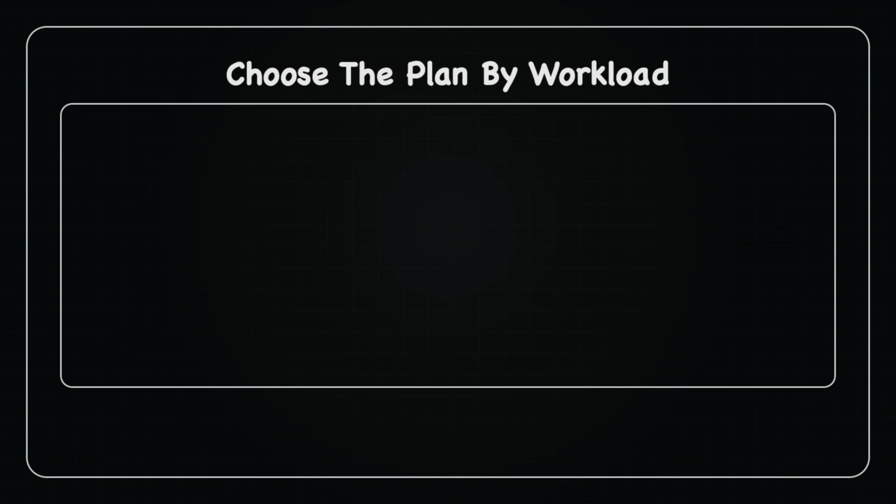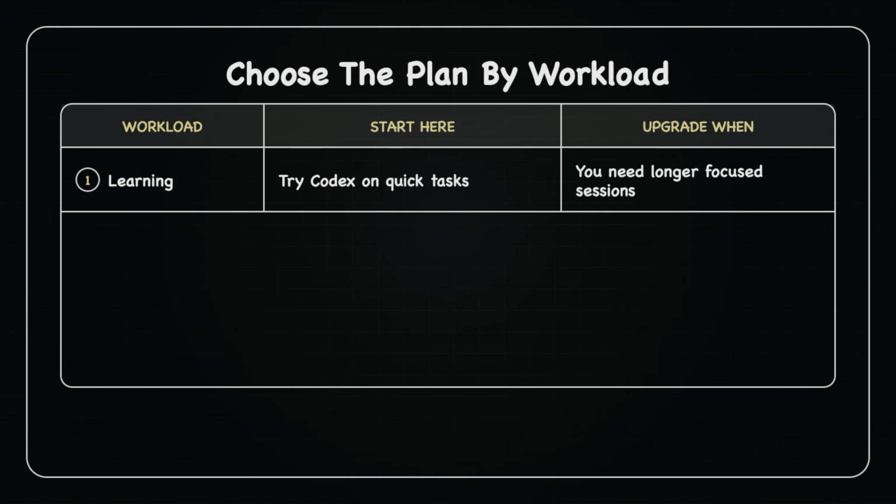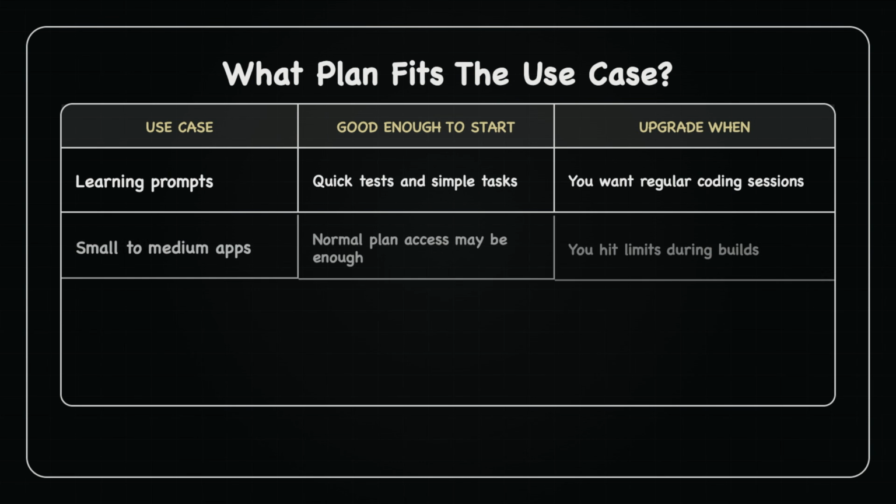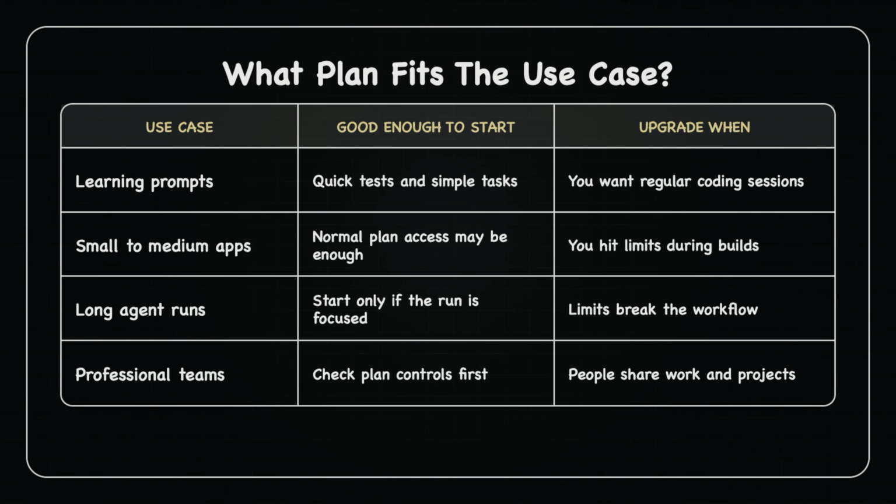Now, before we go deeper into the workflow, I want to quickly talk about pricing and plans because this is one of the first practical questions people have with Codex. For most people learning Codex, the important question is not what is the most expensive plan. The question is, what do I actually need for the kind of work I'm doing? If you're learning, testing prompts, and building smaller projects, you can usually start with the normal ChatGPT plan access available to you. If you're doing heavier app builds, longer agent runs, team workflows, or professional coding work, then plan limits, credits, and business options start to matter more.